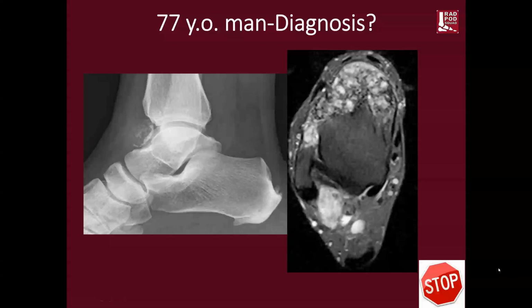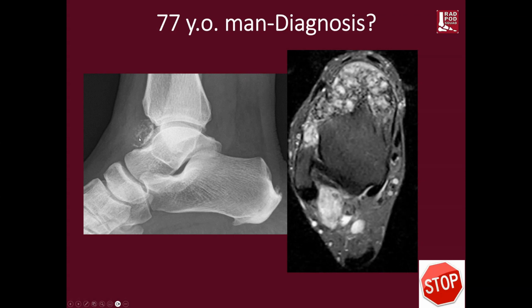77-year-old male, ankle pain. What's the diagnosis? You're presented with a lateral x-ray and an axial MR image through the ankle. On the x-ray, we can appreciate that there is some type of lobulated matrix seen at the anterior aspect of the articulation. It's likely intraarticular and it's in the space that it's occupying.